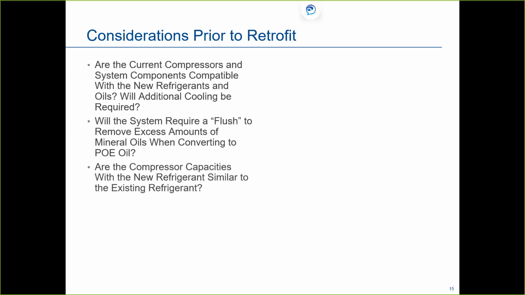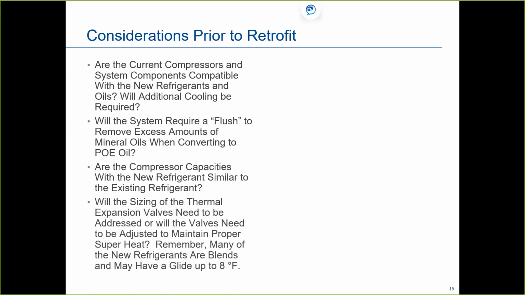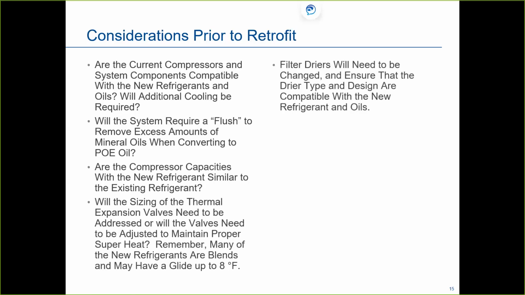Are the compressor capacities with the new refrigerant similar to the existing refrigerants? That's a good one. And will the sizing of the thermal expansion valves need to be addressed, or will the valves need to be adjusted to maintain proper superheat? Remember, many of the new refrigerants are blends and may have a glide up to 8 degrees. And we're going to talk about glide a little bit down the way here. Filter dryers will need to be changed, and ensure that the dryer type and design are compatible with the new refrigerant oils. Pressure switches and controls should be verified and adjusted for the new refrigerant. So these are all things that we need to take into consideration when we're changing over to the new refrigerants.